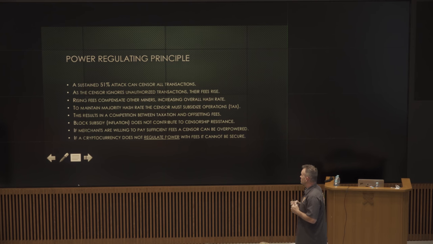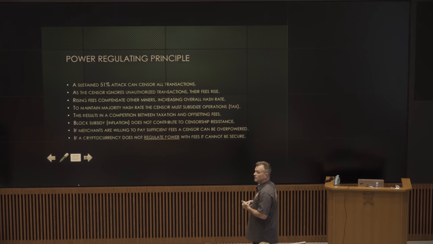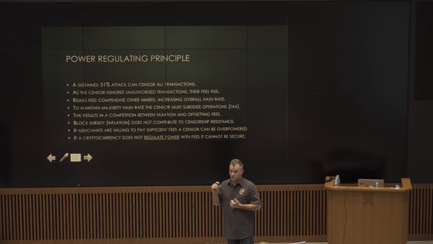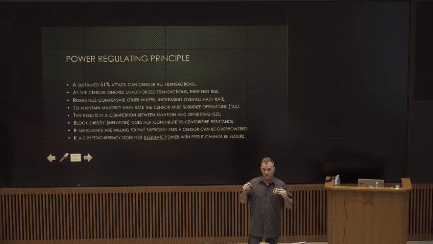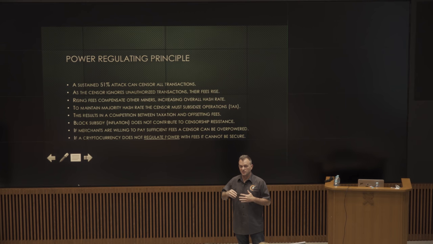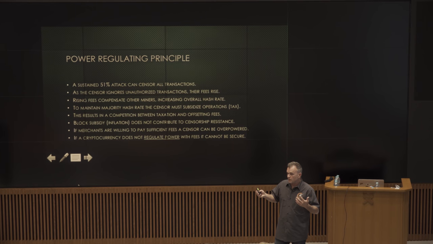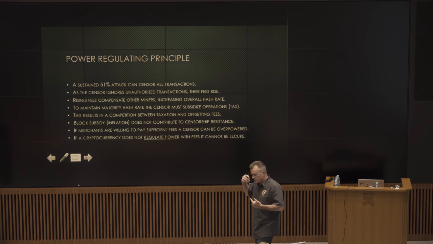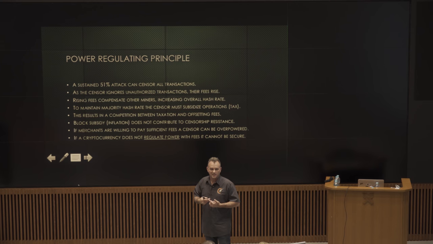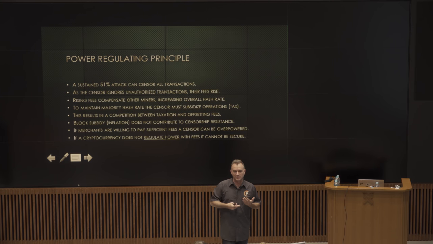This results in competition between taxation and the fee premium, the offsetting fees, not the total fees, because remember, if everybody's taking the same transactions, the censor is making the same amount of money as the market, right? So how can the market get the black market transactions mined? They have to pay extra, and the extra is what makes the difference.